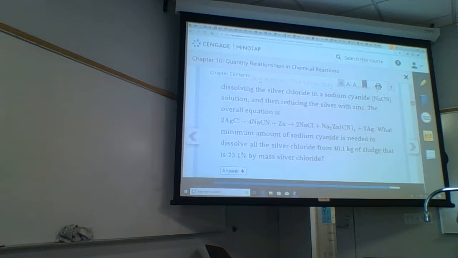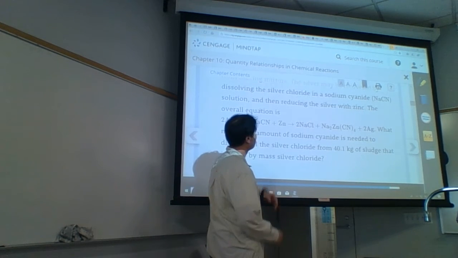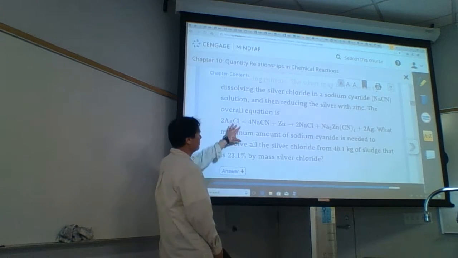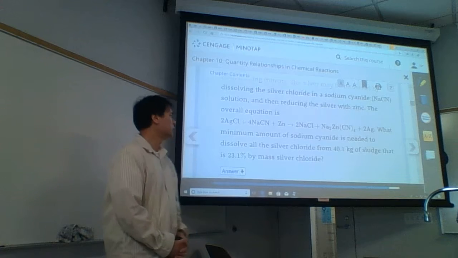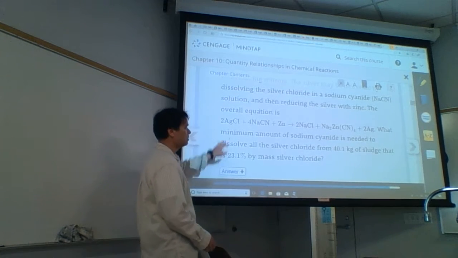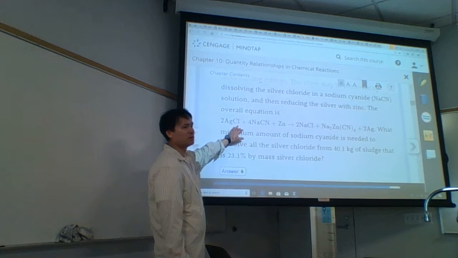If you look at number 79, there aren't two reactants, there are three reactants. We have silver chloride, sodium cyanide, and zinc, and we're given amounts of all three reactants. So all we have to do is one additional step, and we do the smaller amount method. The comparison of moles method would be a hassle with this, and the smaller amount method is less work.